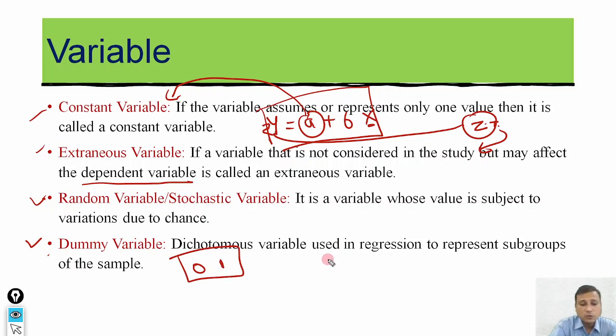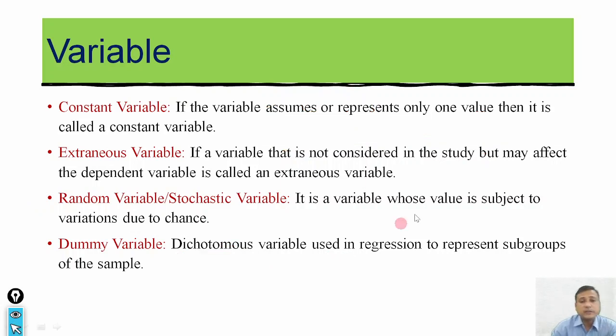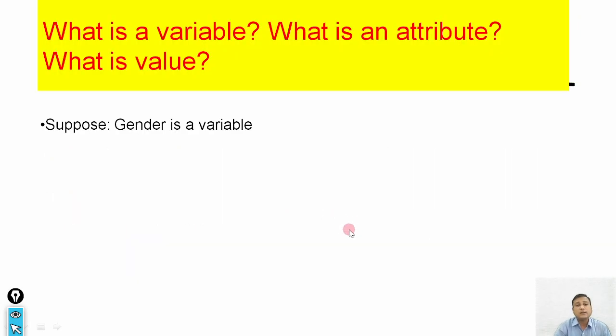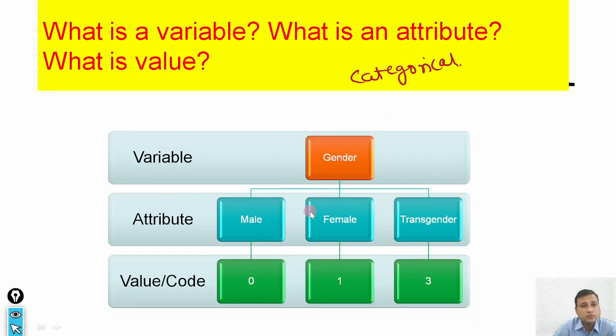Fine. So here we have seen the meaning of the variable. Now one more important thing: we should know what is a variable, what is an attribute, and what is a value. These things come in when there is categorical data. So what is the meaning of attribute, what is the meaning of value, and what is the meaning of variable?